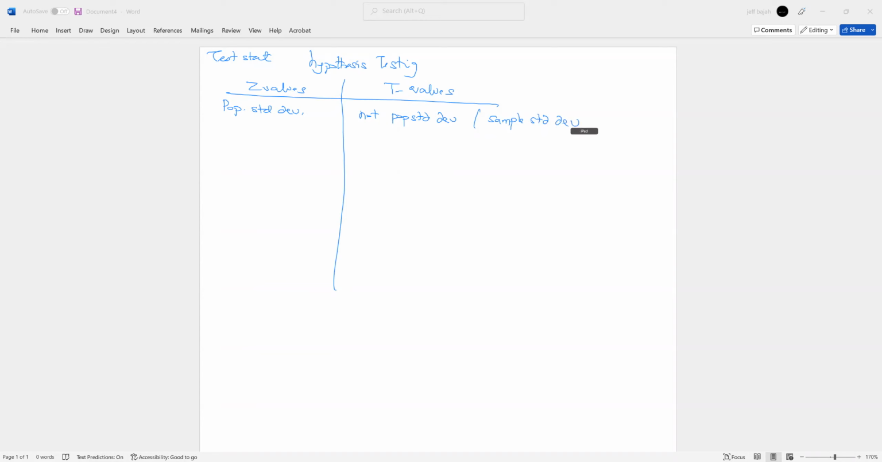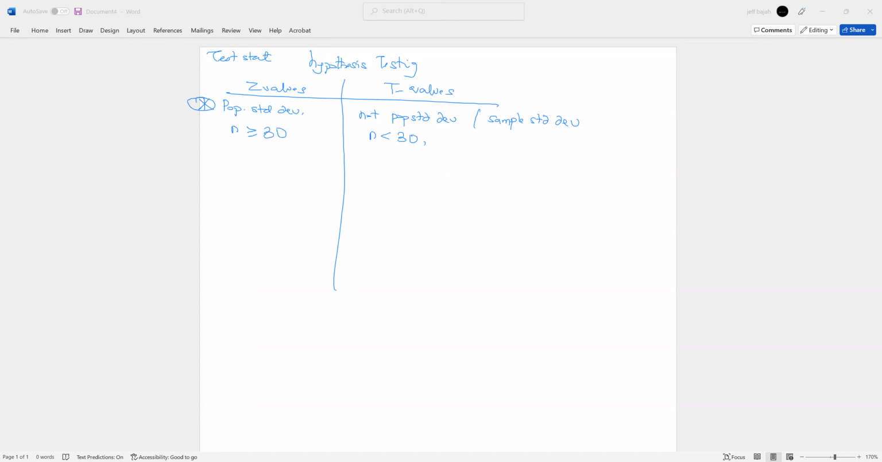For Z values, your sample size tends to be 30 or more, right? And for T values, you tend to have less than 30 values. But the most important key is the top one, that we use to solve these questions.